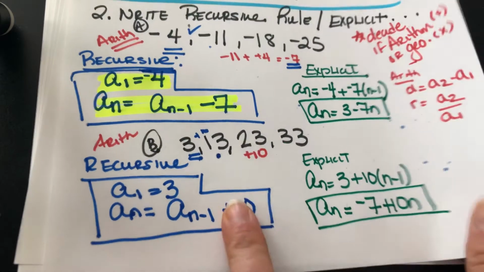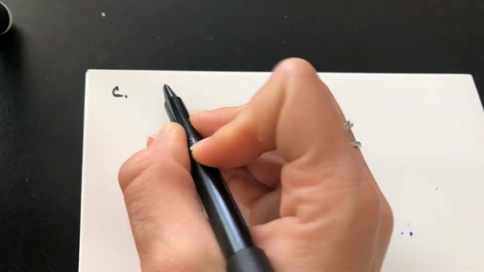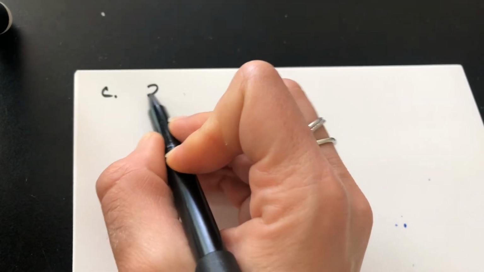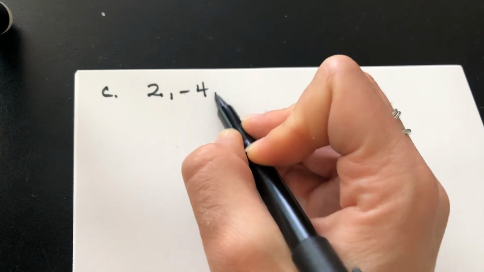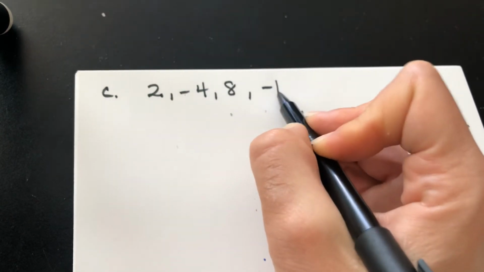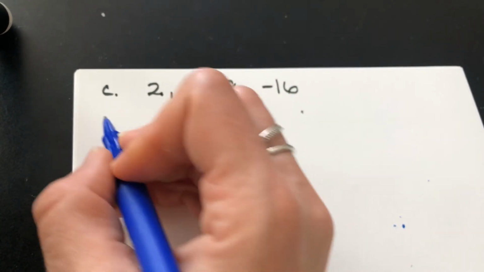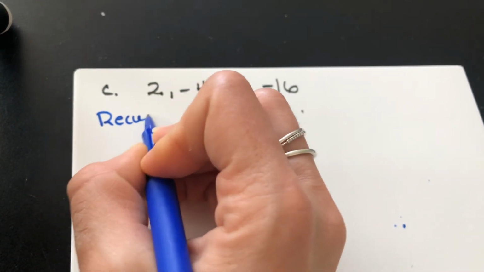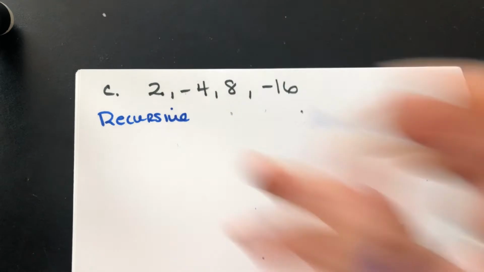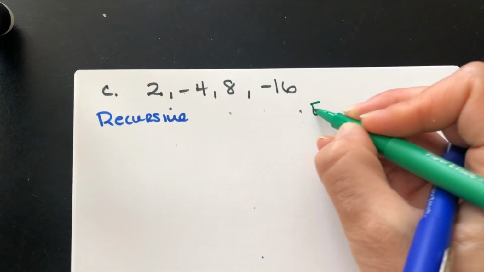All right, let me show you one more of these before I show you the special ones, and then you guys are done. All right, let me do a C. Okay, so here are your numbers for C. 2, -4, 8, -16. Okay, I'm going to write this while maybe some of you guys are staring at that. Recursive, explicit.